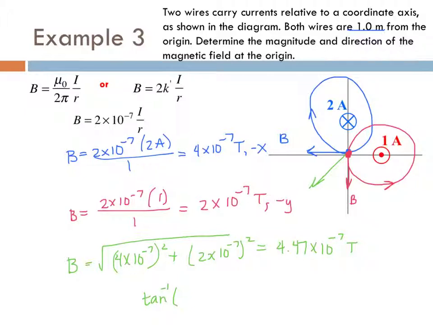So opposite is going to be 2 times 10 to the negative 7. Again, I'm solving for this angle right here. Adjacent is 4 times 10 to the negative 7. So my angle is 26.6 degrees. But we know that all angles are measured from 0 all the way to that point. So that's 26.6 plus 180 to give us a final angle of 206.6 degrees. 207, it's fine.